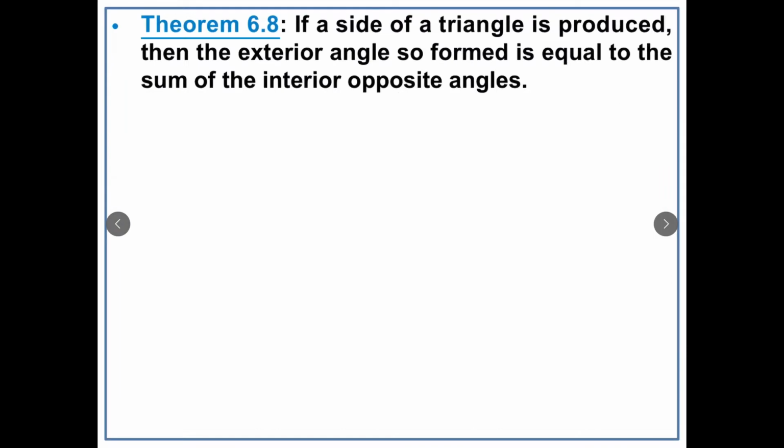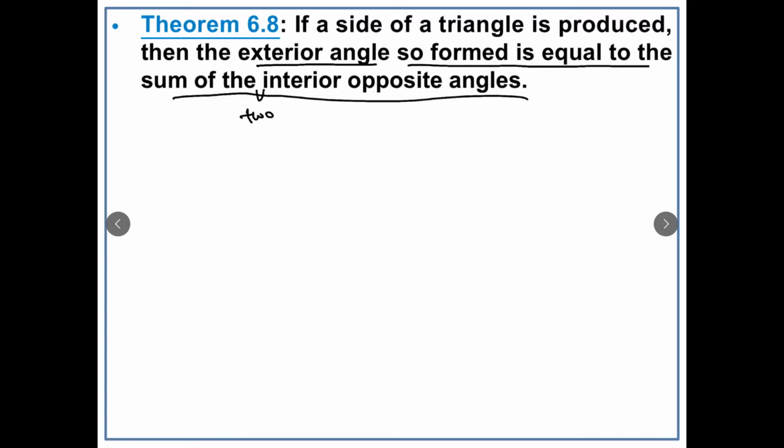It says, if a side of a triangle is produced, then the exterior angle so formed is equal to the sum of the interior opposite angles. Okay, if a side of a triangle is produced, then the exterior angle so formed is equal to the sum of the two interior opposite angles.